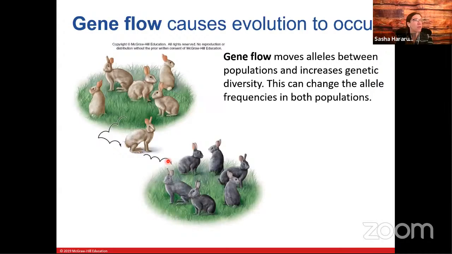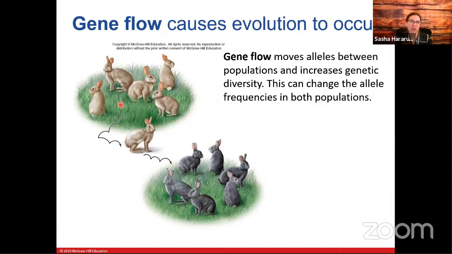Okay, so the last slide, we have 1 minute. And gene flow causes evolution to occur. So lateral gene flow is basically caused by individuals within a population moving, emigrating or immigrating to a population. So gene flow moves alleles between populations and increases genetic diversity. And this can change the allele frequency in both populations. And the picture here shows two populations of rabbits.